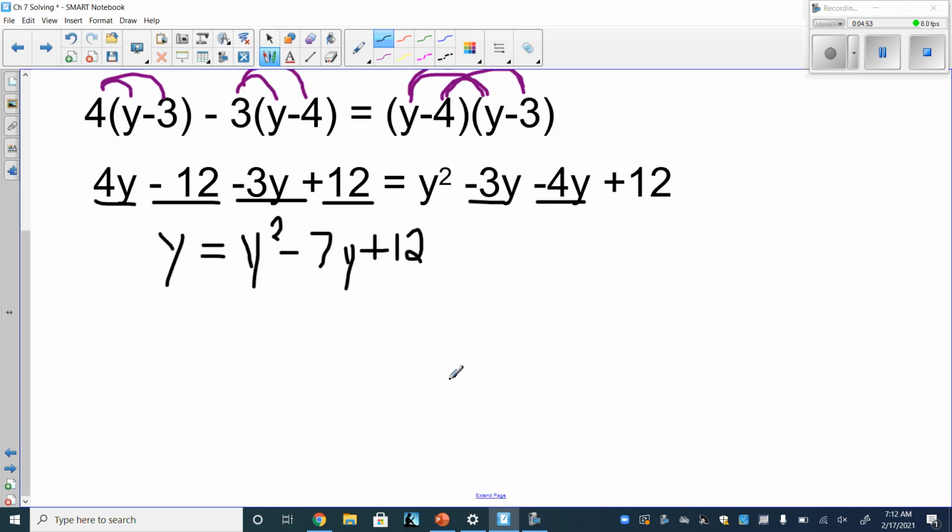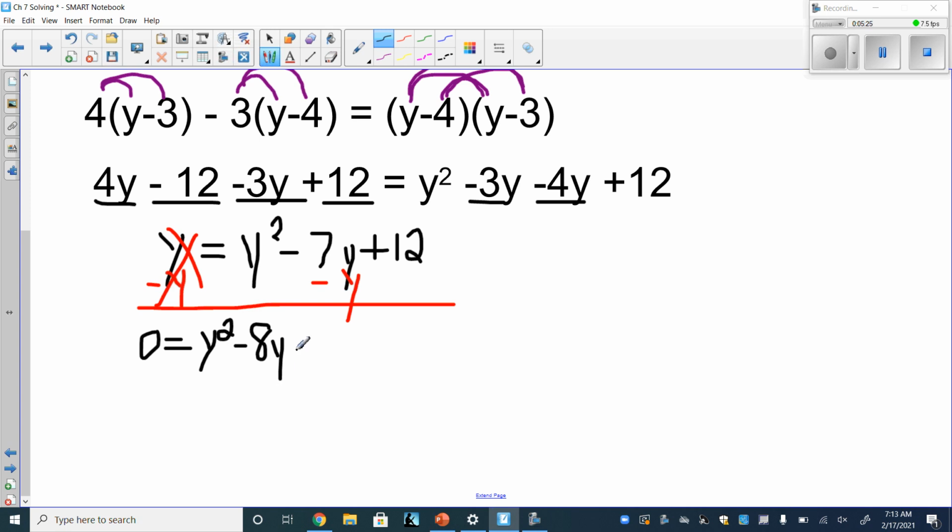Now again, we have a quadratic term, our y squared term, so we need to get everything on the same side of the equal sign to be able to solve. To do that, we subtract y from both sides, because y minus y would cancel. The reason we're getting everything on the same side is so that this is set equal to 0. And over here, we're going to have y squared, negative 7y minus y would be minus 8y, plus 12. And we get this here.